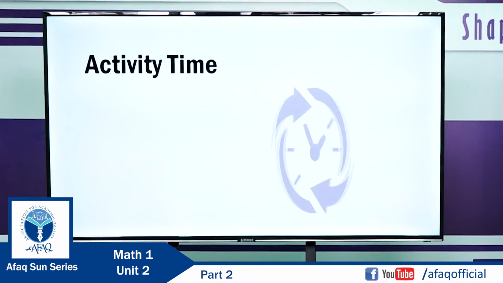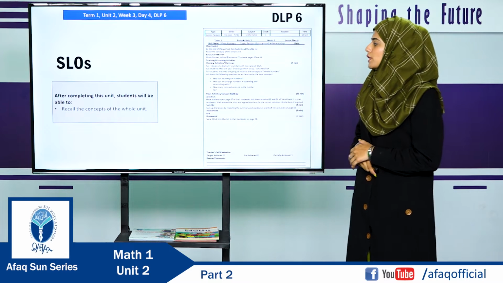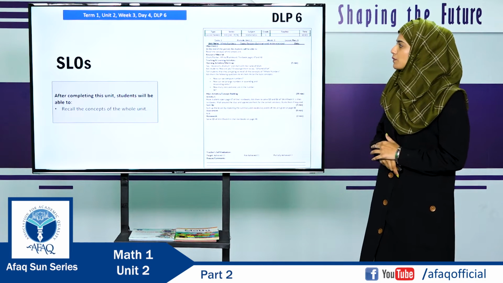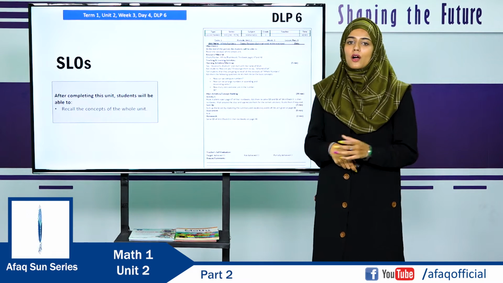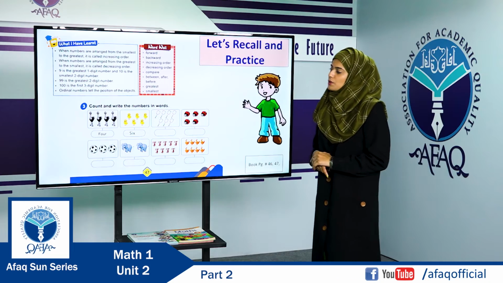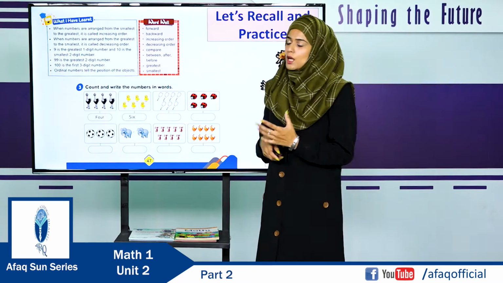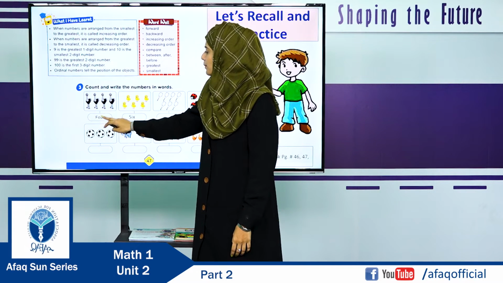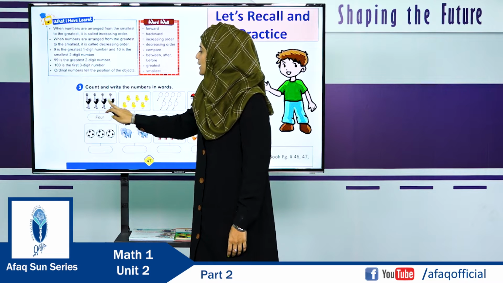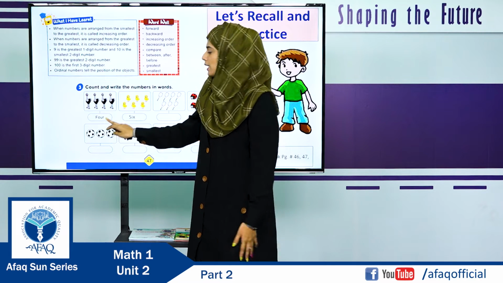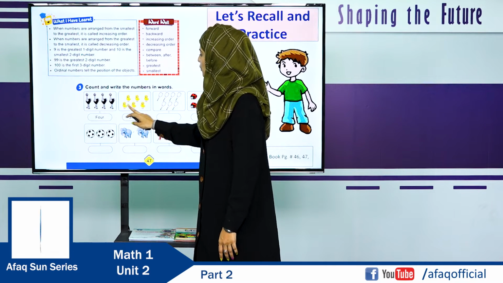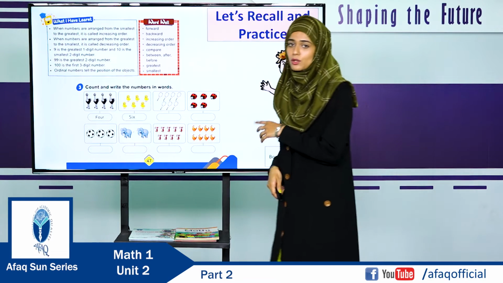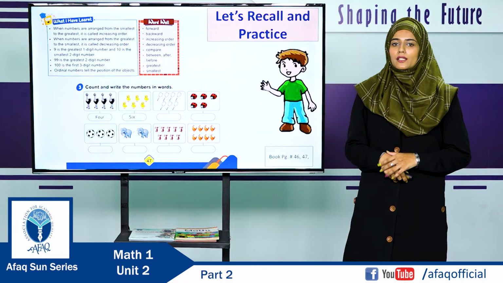It's an activity time. In this SLO, we are going to recall the concepts of the whole unit. To cover this, the methodology has been provided in DLP6, which falls in Term 1 Unit 2 Week 3 of Day 4. Okay, here is a question. Count and write the numbers in words. You have to count these animals and write the number in boxes, like 1, 2, 3, 4. So you have to write here 4. Then we have 1, 2, 3, 4, 5, 6 chicks. So you have to write 6 here. It is the question of ordinal numbers. You remember, I think you remember.